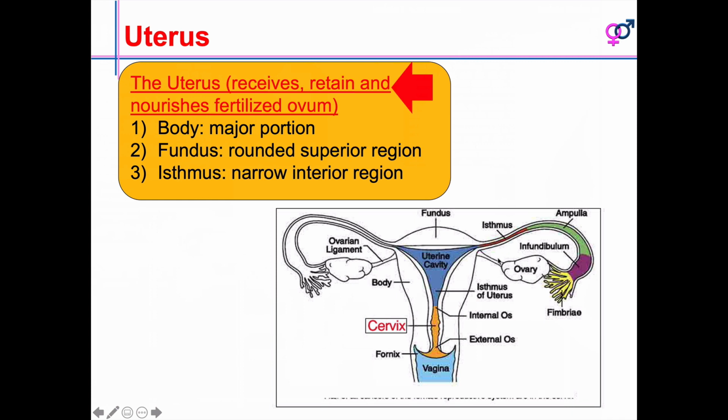As I told you, the different parts: this is the isthmus of the fallopian tube, this is the ampulla of the fallopian tube where the fertilization is taking place, and this is the infundibulum of the fallopian tube, and this finger-like portion is called the fimbriae.